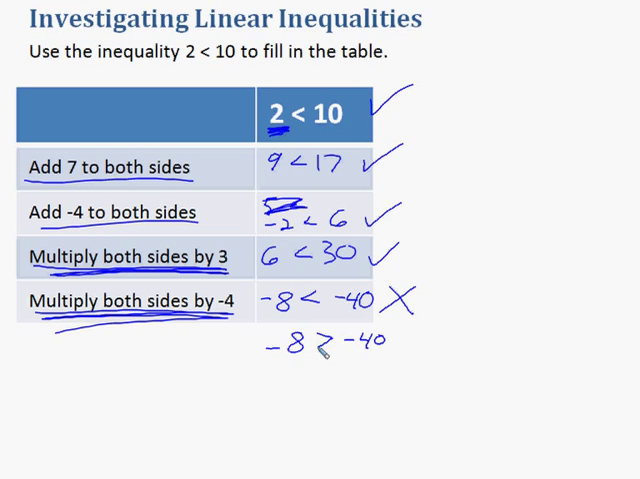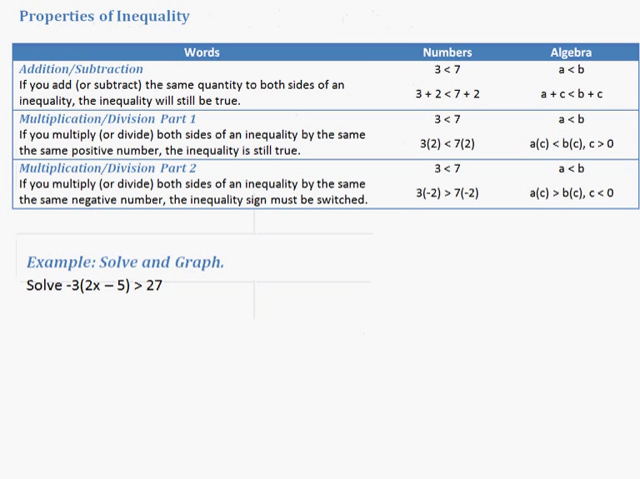So when solving inequalities, we must realize that if we multiply or divide by a negative, we have to switch the inequality sign. So here's a summary of that. The addition-subtraction property of inequality kind of goes together. If you add or subtract the same quantity to both sides of an inequality, the inequality will still be true. So you notice that here.